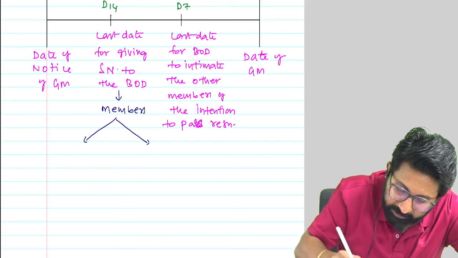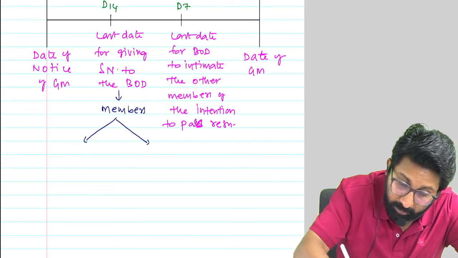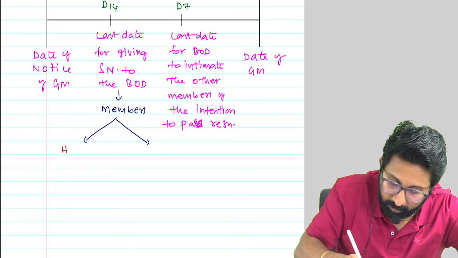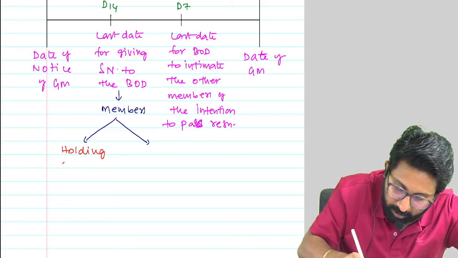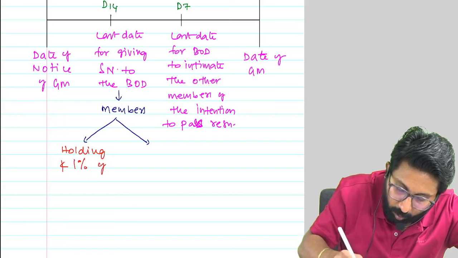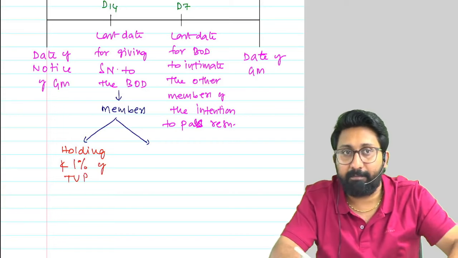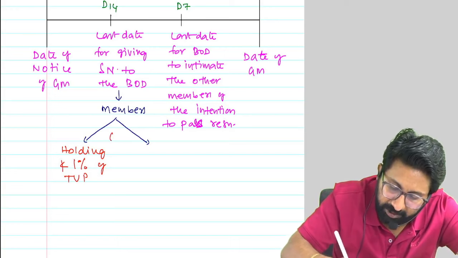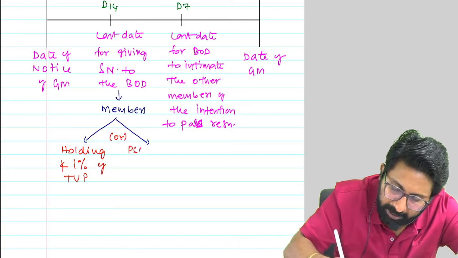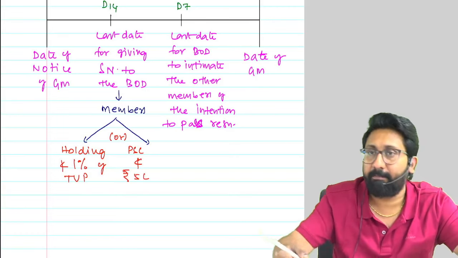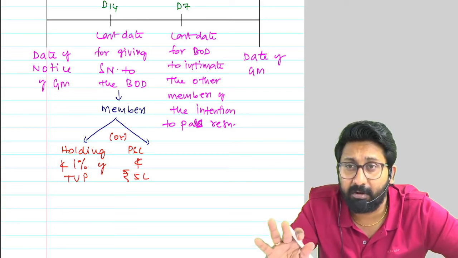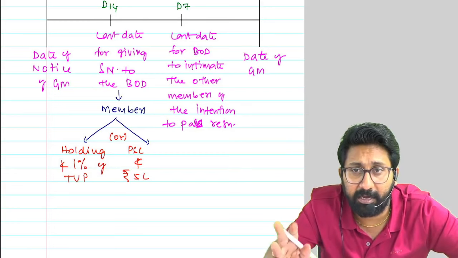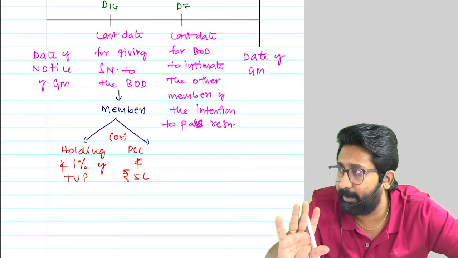Two situations. Holding not less than 1% of TVP. Not 10%. How much percent? 1% of TVP, or paid up share capital not less than rupees 5 lakh. Again, know whichever is higher, whichever is lower. Any one condition you need to satisfy. Okay?